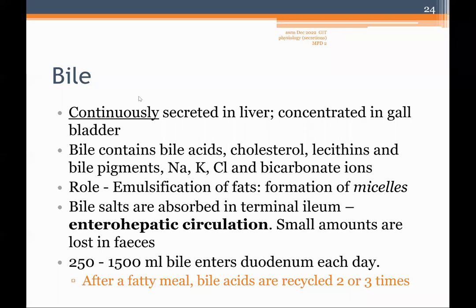And they say that when you have a very fatty meal, bile acids can be recycled two or three times by the time that meal is digested. So if you don't have a lot of fat in your food, then the enterohepatic circulation is slower. You don't get as many cycles, maybe only once. But the more fat in your food, the more cycles of enterohepatic circulation take place.